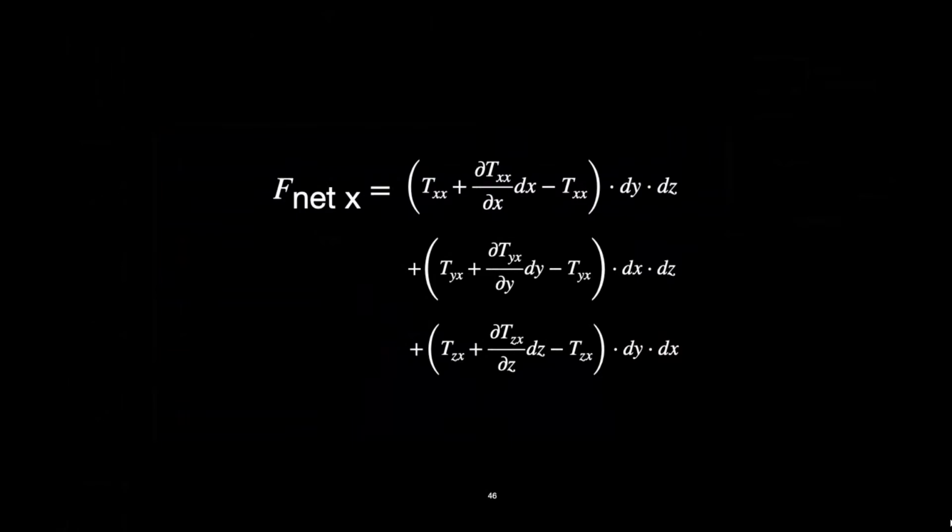That should make sense. So we have Txx, and then the second term, Tyx plus the partial of Tyx with respect to y times dy, subtracting the stress that's going to be in the other direction, Tyx, and then Tzx. After Tzx, we are done. We don't have any other forces in the x direction.